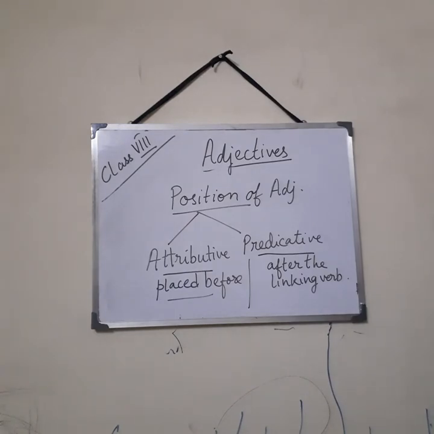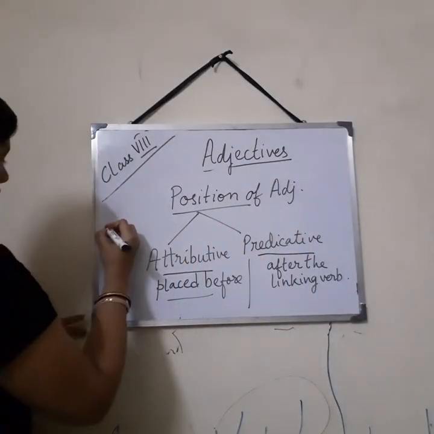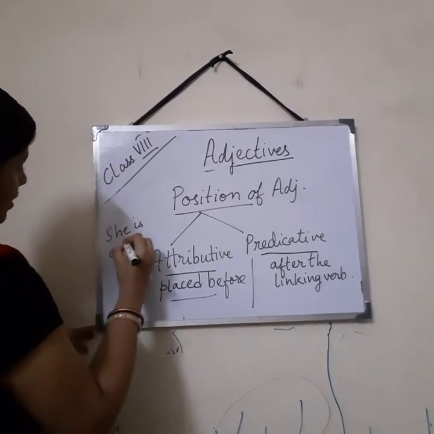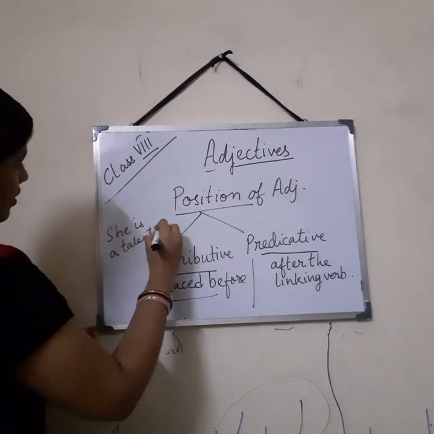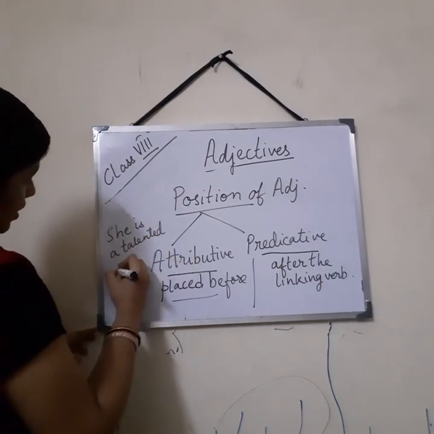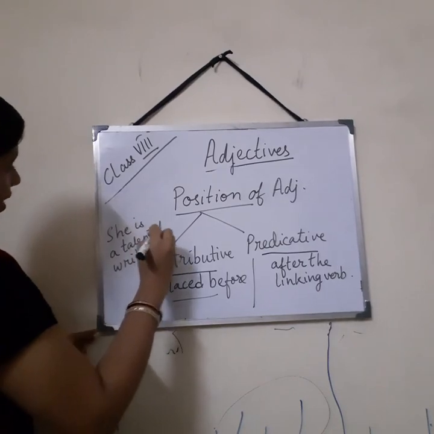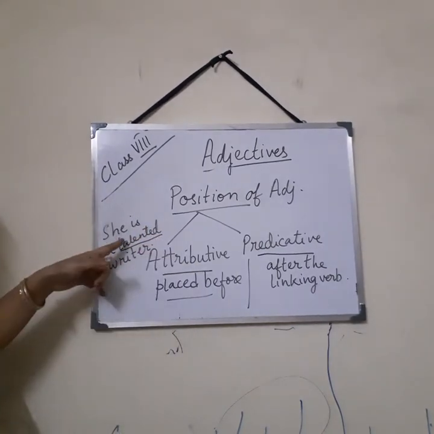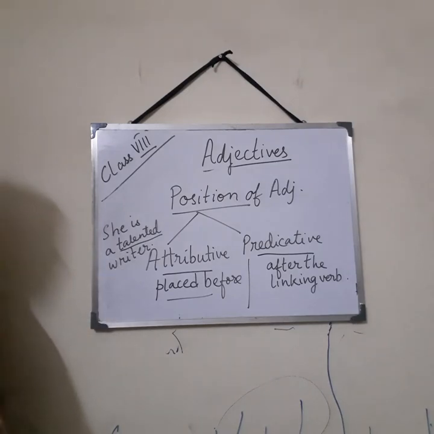Okay. So, an example of an attributive will be, she is a talented writer. She is a talented writer. Here talented is the attributive adjective, that is, it is placed in the attributive position.